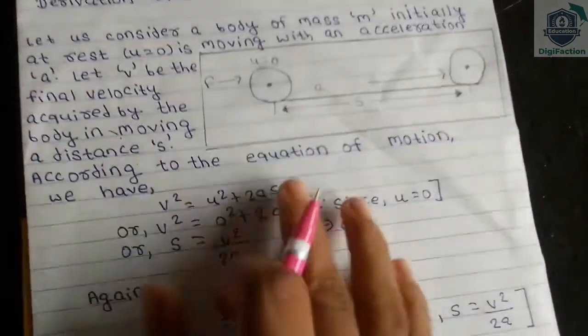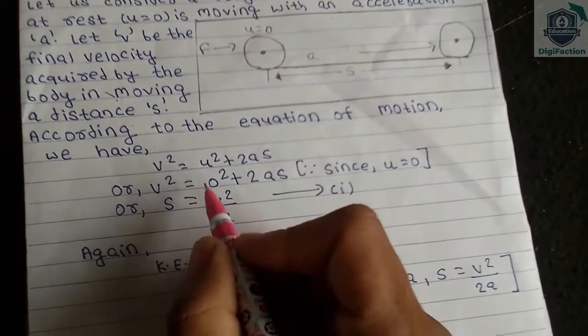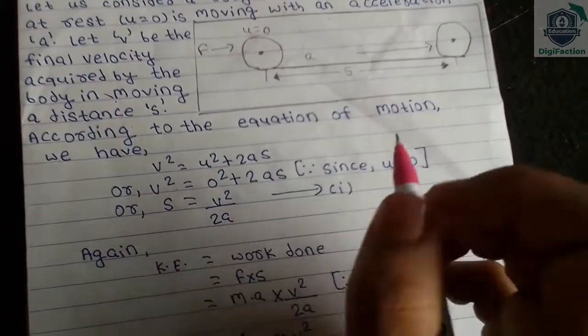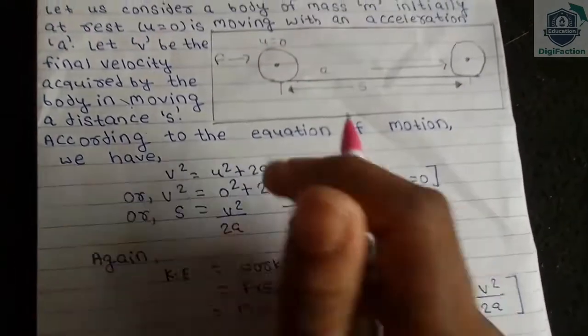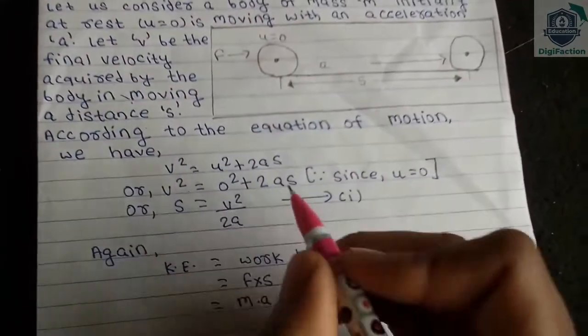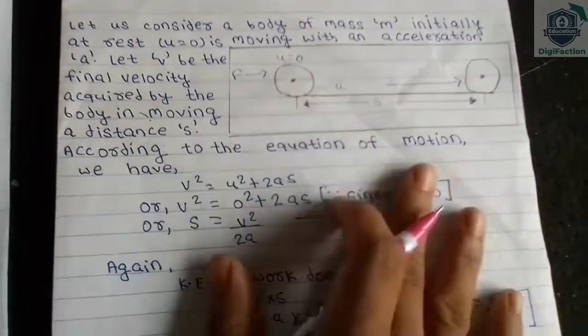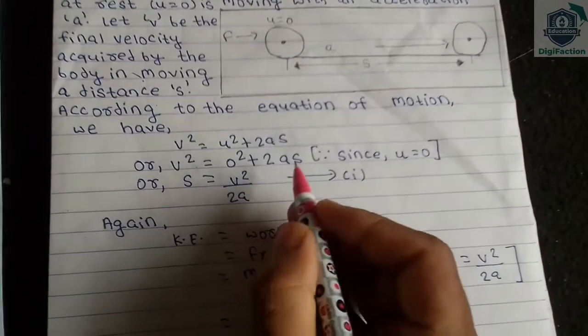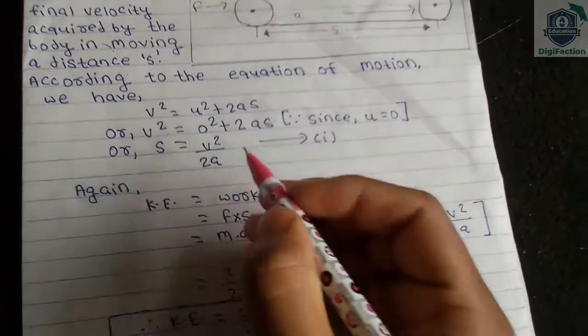Here is the force. According to the equation of motion we know that v square is equal to u square plus 2as. So v square is equal to, you can see here u is equal to 0. Simply I put it here 0 square plus 2as, since u is equal to 0. So now this a comes here, then v square, here remaining is 2a, divided by 2a.